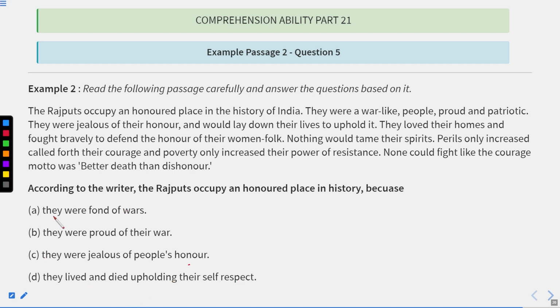Now, if we say that they were fond of wars, it is written they were warlike people, proud and patriotic. They were jealous of their honor. But if we see statement C, it is written they were jealous of people's honor. No, they are not jealous of people's honor. They are jealous of their honor. They were proud of their war? No, they are not proud of their war. They are just warlike. They were fond of wars? No, they were not bellicose. They were not fond of wars. In fact, they were warlike.